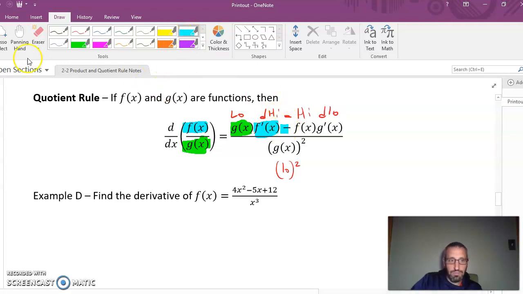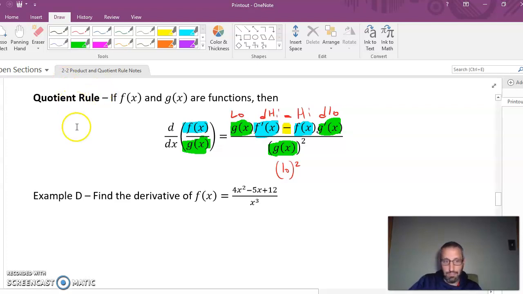Don't forget the minus. Oops, that's supposed to be blue. It's not blue. I mean, it's supposed to be yellow. All right, low d high minus high d low all over low squared. Okay? So just make sure to get that one. 1d2 plus 2d1, low d high minus high d low all over low squared. Okay? Good? Good. Let's go.